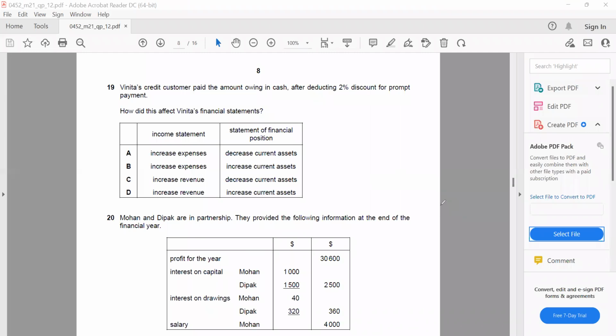19. Vinita's credit customer pays the amount owing in cash after deducting 2% discount for prompt payment. How did this affect Vinita's financial statements? Income statement. So here, the credit customer pays the amount owing in cash after deducting a discount. So this one is the supplier or seller. From the seller's point of view, this discount is a discount allowed. So discount allowed is an expense. So expenses increase.